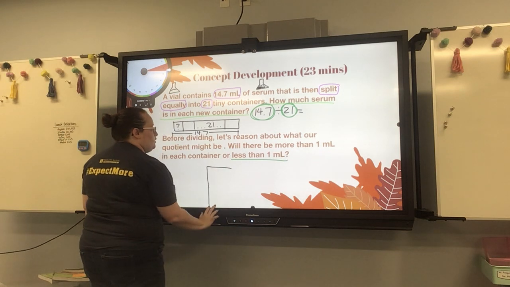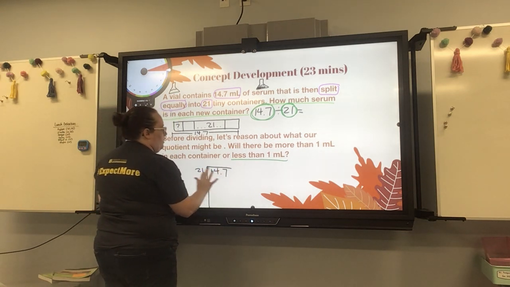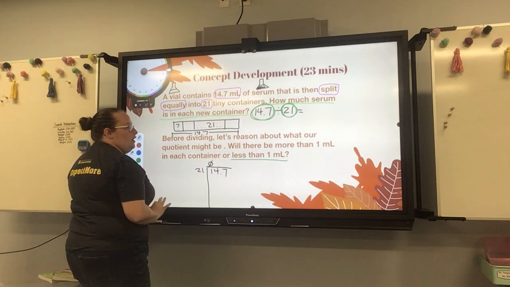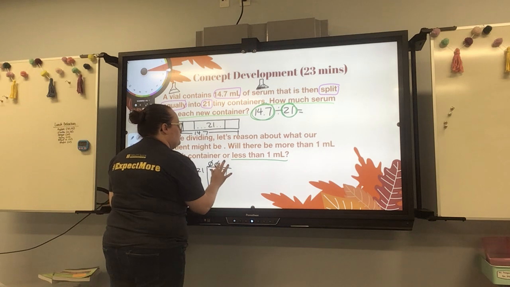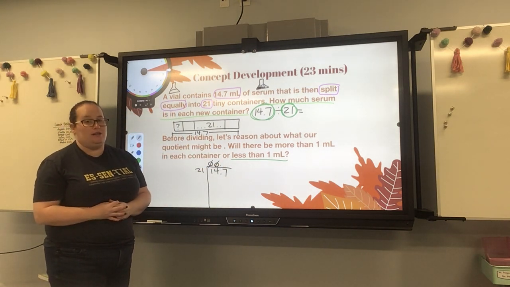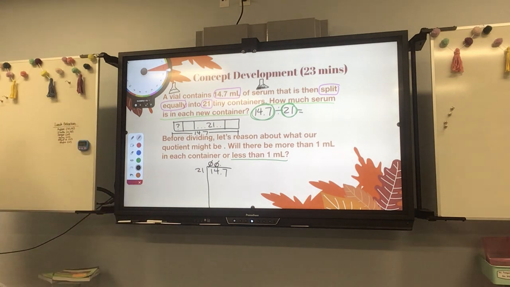When you're doing your division problem, you will see 21 can't go into 1, it's too small. 21 can't go into 14, it's too small. So I have a 0 and a 0 before the decimal place. So it would be less than 1.